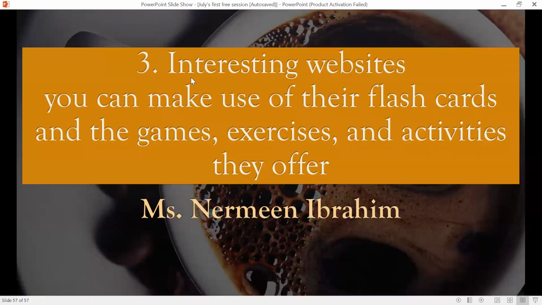The third resource is very interesting, and I sent you a link today for a simple exercise on one of the websites that I personally use to enhance my students' vocabulary. Interesting websites, with quizzes, and I'll tell you about another website that is very beneficial. Here I'm saying interesting websites, and you can also make use of their flashcards, games, exercises, and activities.